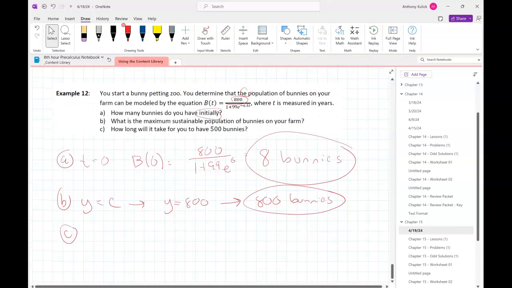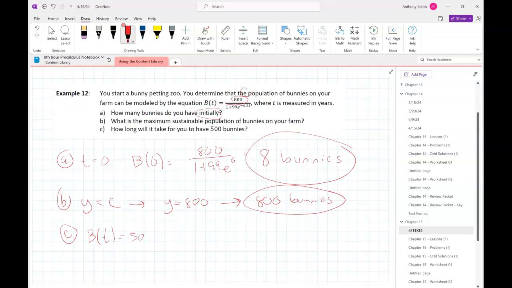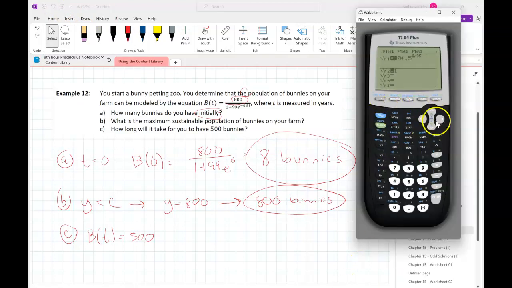C says, how long will it take for you to have 500 bunnies? Well, there I just want to solve B of t equals 500. To do that, well, I'm going to just use my calculator. I'm going to do the same graph and intersect thing that I've been doing the whole day. Okay. So 800 over 1 plus 99 times e to the negative 0.5x, and then 500.